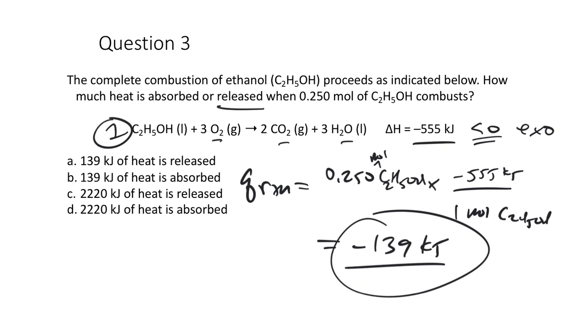And so that 139 kilojoules of heat is released by the reaction. And so if our Q reaction is positive, then heat would be absorbed by the reaction. If it's endothermic, heat's being absorbed. This reaction is exothermic, and it's heat being released.